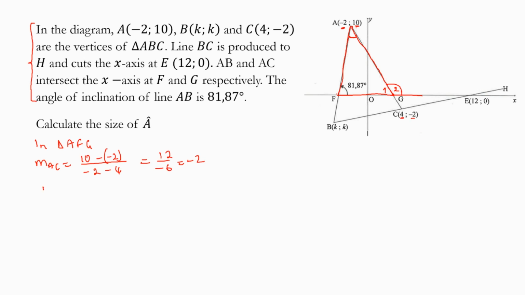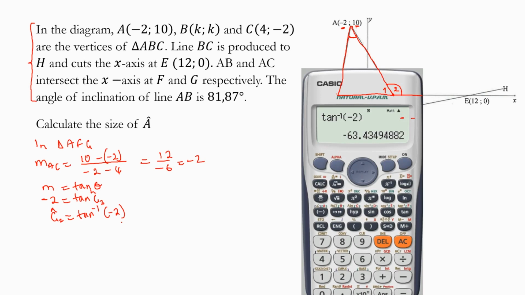So remember, the gradient m is equal to tan theta. In this case, our angle is G2 there. So we can find our angle G2. We're saying negative 2 is equal to tan of angle G2. Then how do you find angle G2? It is equal to arctan of negative 2. Then you put that in the calculator, and you get negative 63.43, showing that angle G2 is an obtuse angle.